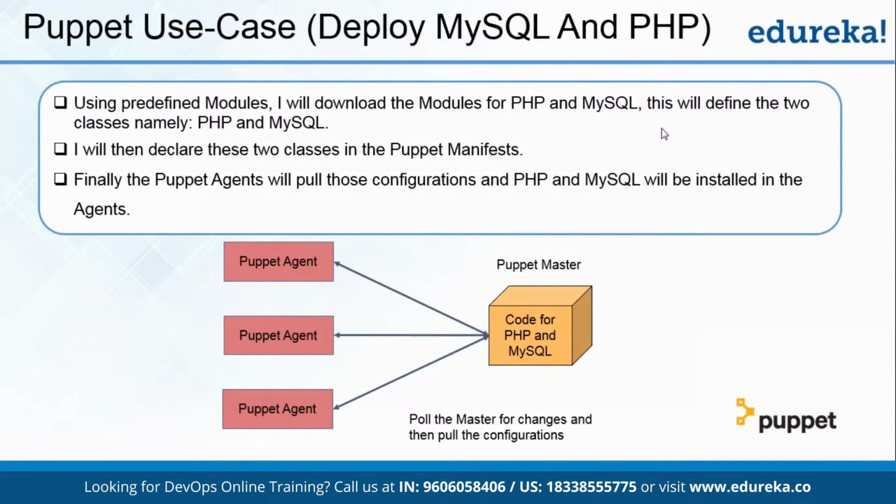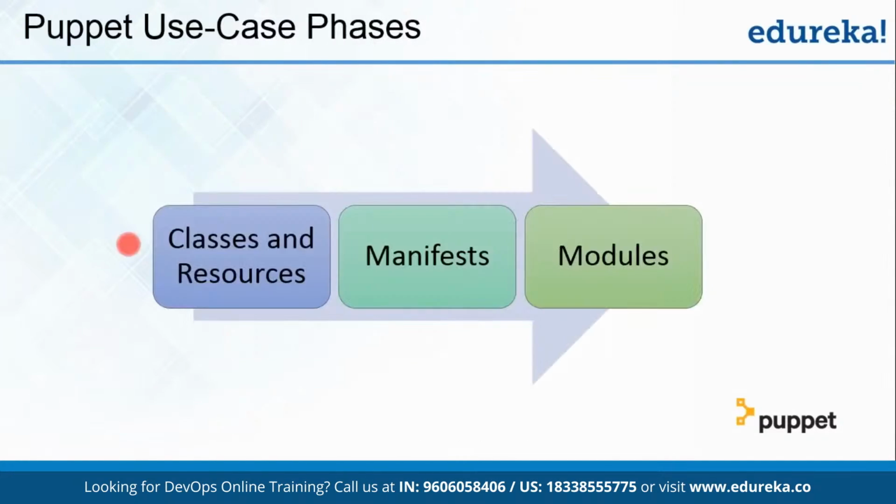Fine, we'll move forward and see the various phases in which we'll be implementing the use case. First we'll define classes. Classes are nothing but a collection of various resources. We'll do that with the help of modules. We'll download a module from the Puppet Forge that defines two classes, as I've told you, PHP and MySQL. Then I'm going to declare that class in the manifest and finally deploy that onto the nodes.